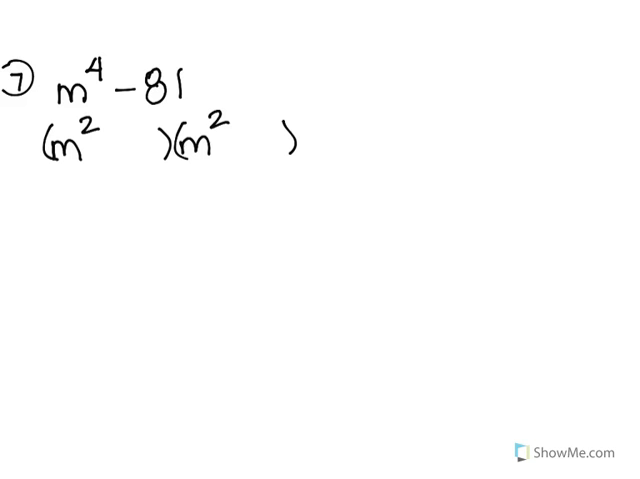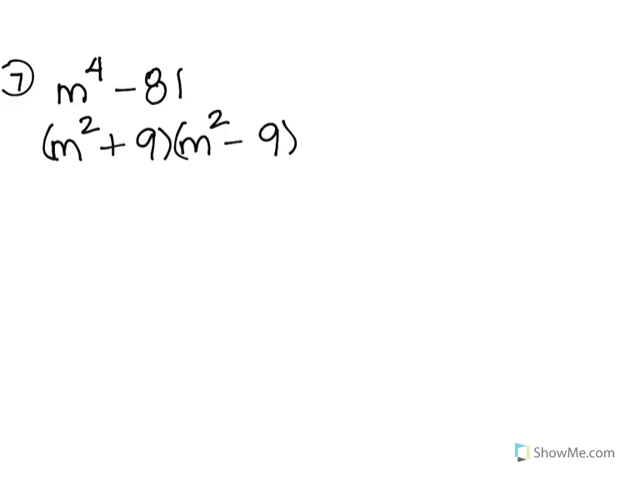Number 7, m to the 4th minus 81. So this is going to be kind of like the difference of squares because our middle is gone. And in the front of both parentheses, we're going to put m squared because we know that m squared and m squared make m to the 4th. You add them together in multiplication. And the square root of 81 is 9, 1 positive and 1 negative.